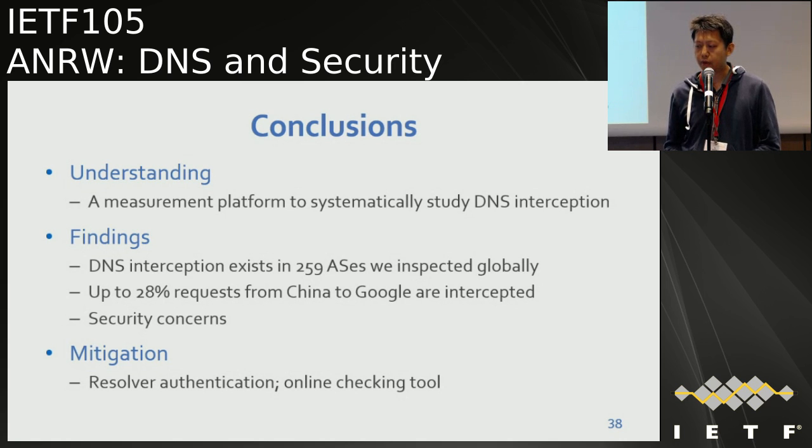For example, we found there are 259 ASes doing this. And if you are in China and you try to use Google's public DNS, you should be really careful about that. And then there are some security concerns. And finally, we think there are some mitigations, and we also propose an online check-in tool. And in the end, we think this issue should be addressed by the efforts of the community.